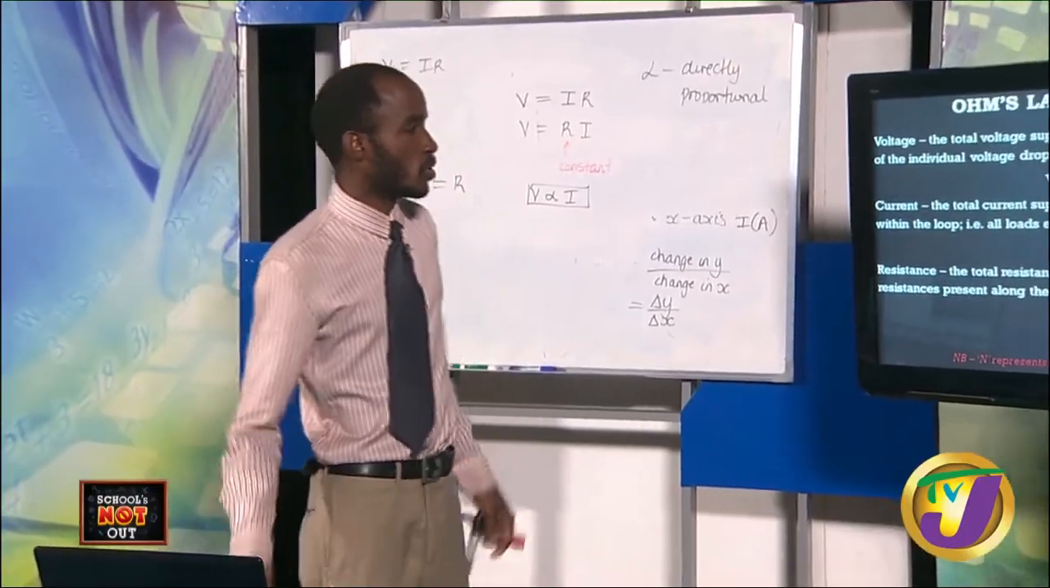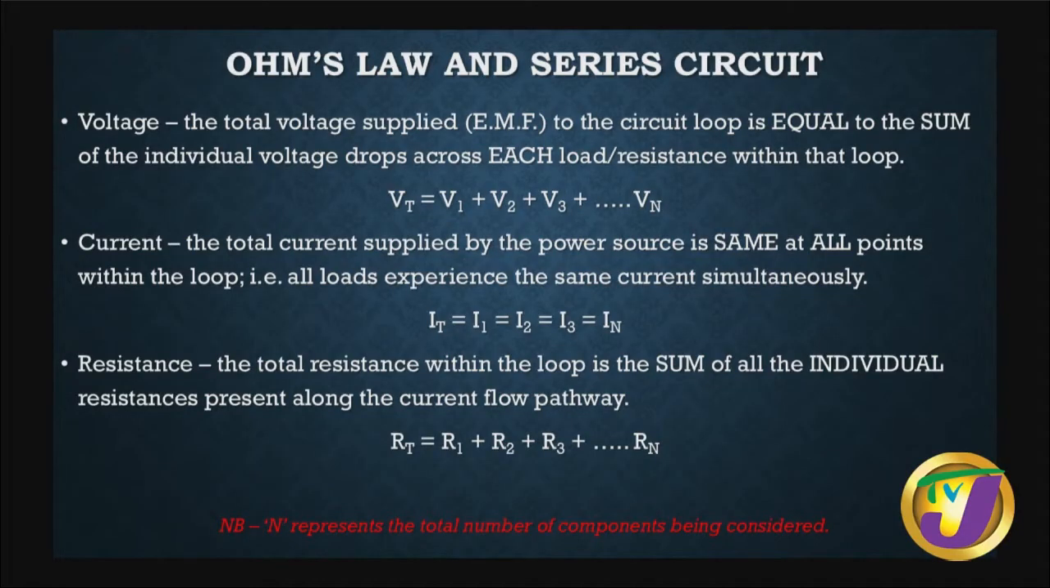For current now, the total current supplied is the same at all points within the loop, and every load or every component experiences the same current. So what they're saying is that the current here, same current here, same current here, anywhere you want to take it from, the same current will be found within a series circuit. For the resistance, total resistance is the sum of all the individual resistances in that circuit.